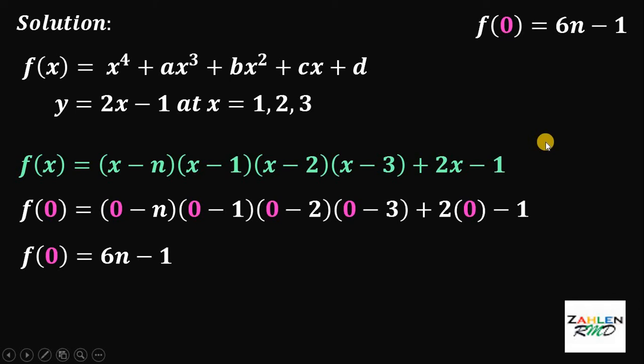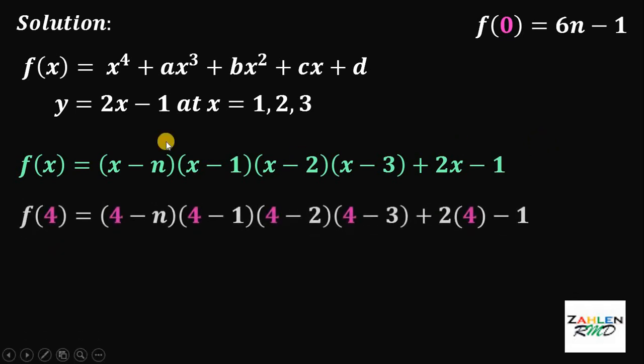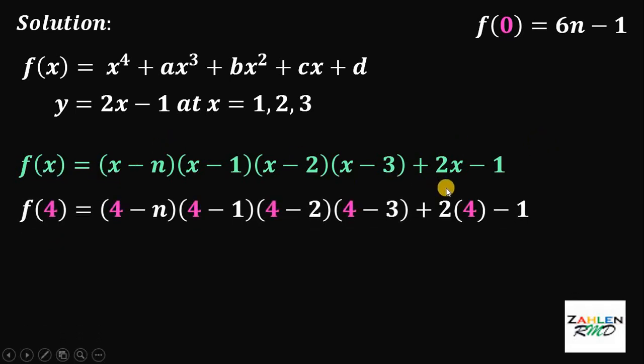Next, we also want the value of f of 4. So replace all x by 4. If we do that, we have 4 minus n times 4 minus 1 times 4 minus 2 times 4 minus 3 plus 2 times 4 minus 1. Now we have 4 minus 1 is 3 times 2 times 1. So we have 3 times 2 times 1, we have 6. 6 times 4 minus n, and then plus 2 times 4 is 8 minus 1, we have 7. So we have 6 times 4 minus n plus 7.